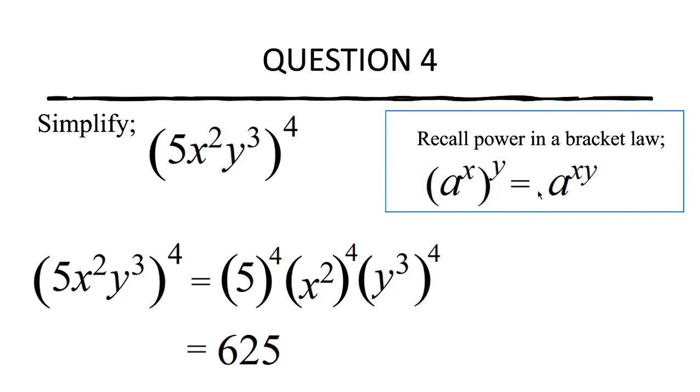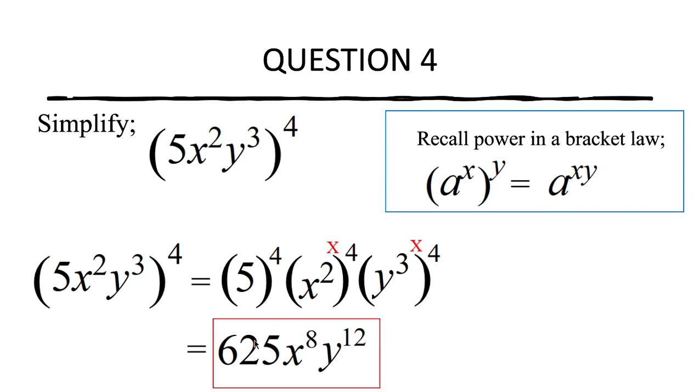Now, this is the same thing as this law. So what we do here is to multiply both powers. So to do this is 2 times 4. 2 times 4 is 8. All right. Then y, 3 times 4 is 12. So this is our answer to these questions.